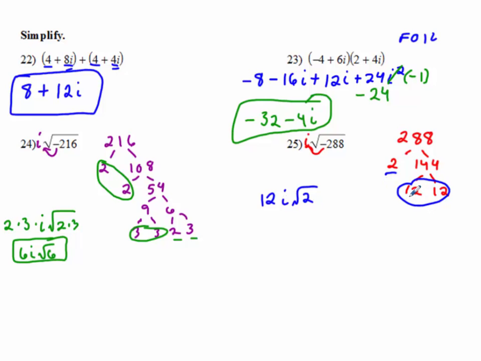Now, if I had kept going because I didn't realize that, I would still get the same thing because I'd have 2 pairs of 2s and a pair of 3s. So we still get 12 on the outside.